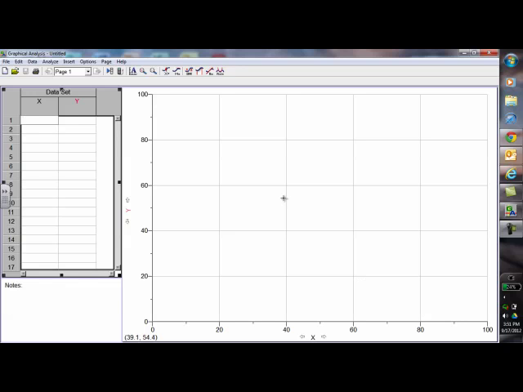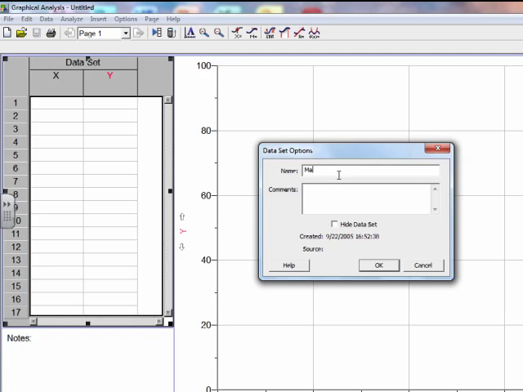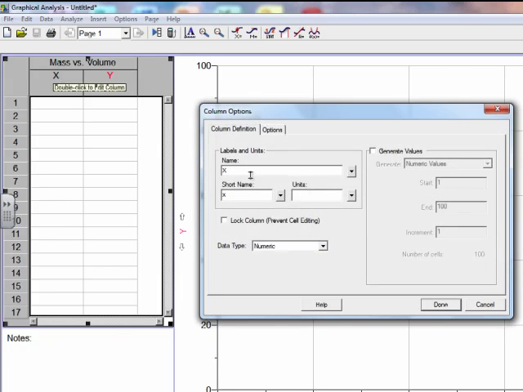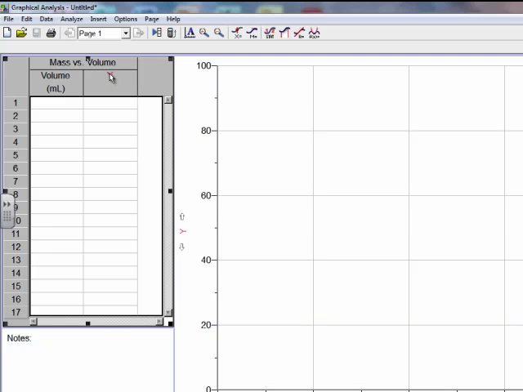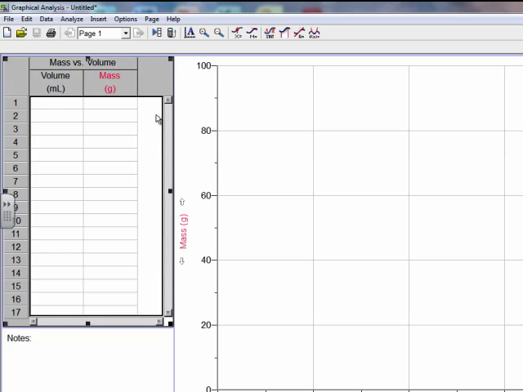So the first thing we need to do is change the data set by giving it a title. Let's name it mass versus volume, because that's what we're looking at here. Go ahead and click OK. Then we're going to change the x, which when graphing density will always be volume. The unit here is going to be milliliters. Then we change the y to mass, which is always measured in grams in this case. So there's our data table set up.